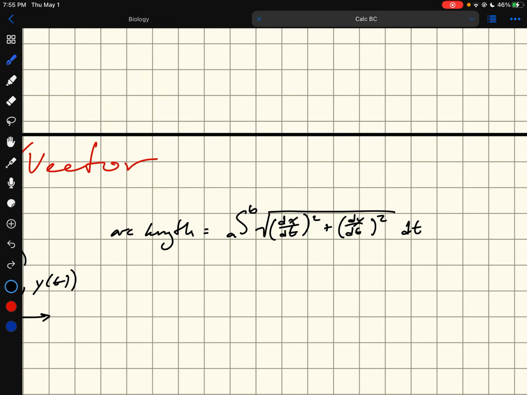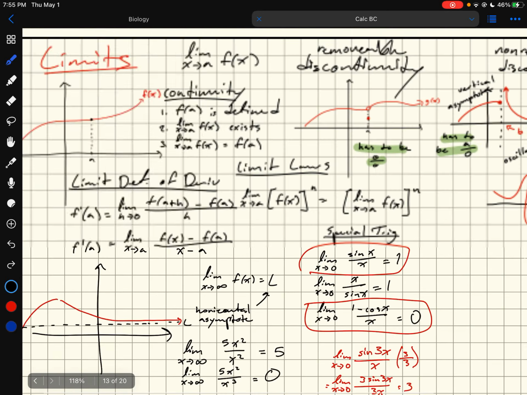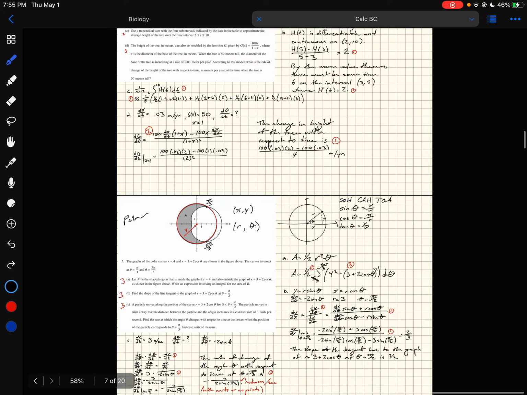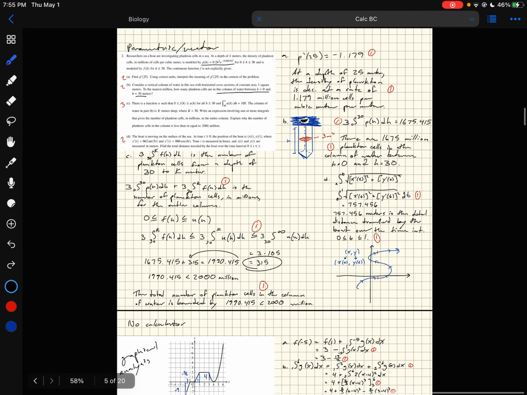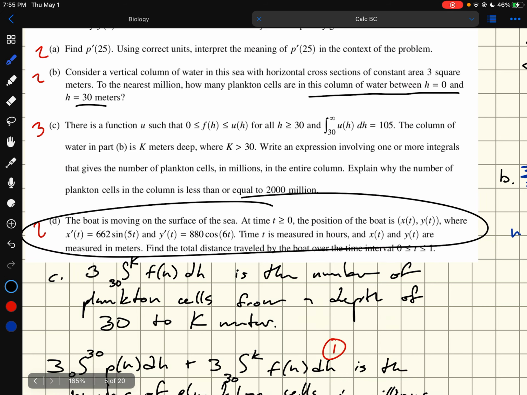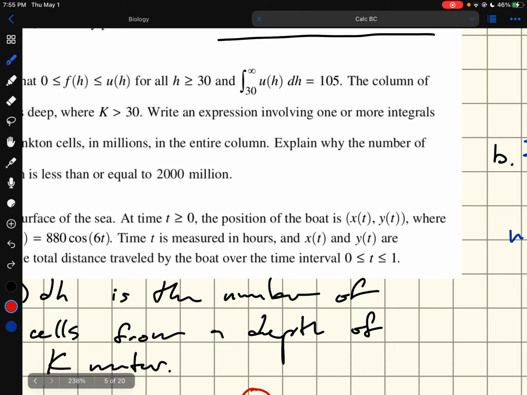So if we go back up here, there's a parametric equation somewhere. Oh, here. So this question has to do with parametric. And how do I know? Well, I see this point here. They call the position of the boat x sub t, y sub t, instead of just x, y. So then I'm like, okay, this is about parametric stuff.